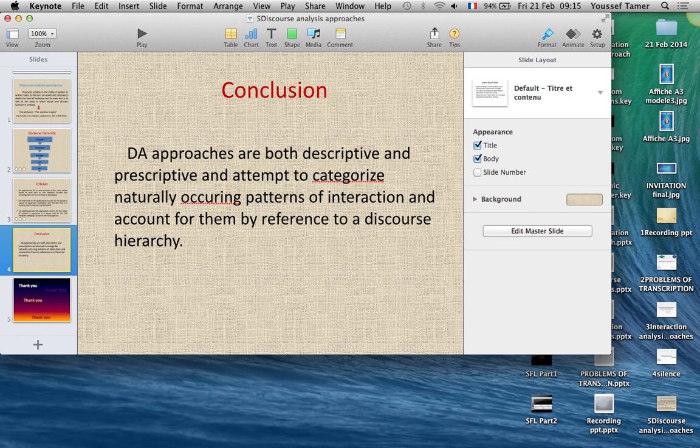And so far, we have just focused on one category in that structure, which is the exchange. But now you can see that there is a hierarchy from the very lesson, moving into the transaction, then into the exchange, then into a move, and then into very simple acts. Okay, open the book, close the book, so directives. So these are the two main things to bear in mind concerning applying discourse analysis approaches to classroom discourse. Now the next one, which is the last, I suppose, who's going to make it?